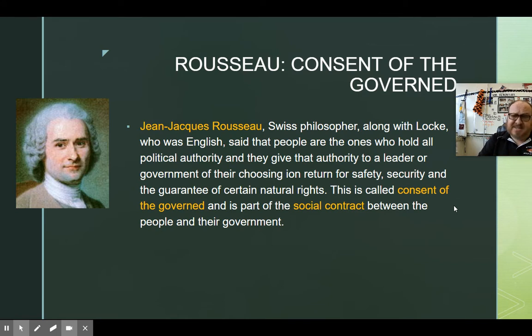We also call this consent of the governed, because the people are having to give their consent, so they have to agree with the government, agree to give up their freedom to the government in order for the government to protect. So it's two-sided. People agree to give up their freedom. The government agrees to give them safety, security, and protect their rights. Okay.